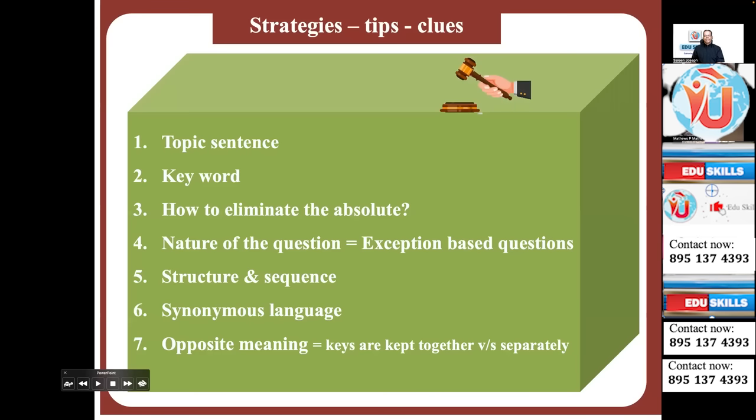Now, second text, strategies and things will be like topic sentence, keyword, how to eliminate the absolute, nature of the question, exception-based question, structure and sequence, synonymous language, opposite meaning. So topic sentence, again, keyword or phrase. Definitely everywhere you have these things. Okay, topic sentence, keyword. These are 7 strategies being used in this particular text, next text. This is taken from official material sample 2. Thank you, OET, for allowing me to use this for teaching purposes.